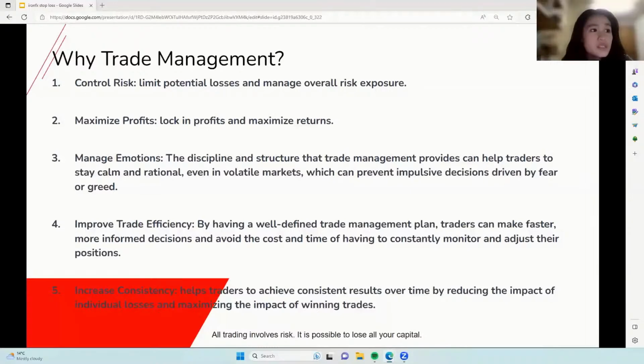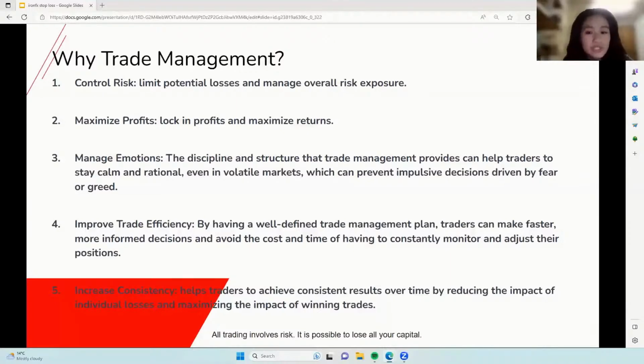Manage emotions. This is pretty important because the discipline and structure that having a good risk management strategy provides can help traders to stay calm and rational even in volatile markets, which can prevent impulsive decisions driven by fear or greed.